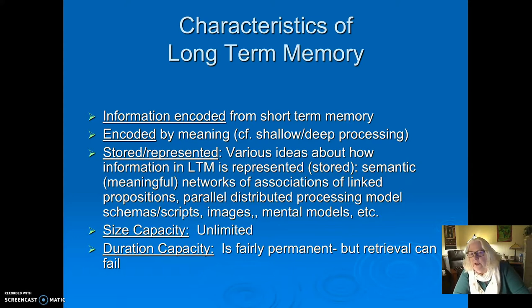As with all the other memory stores, I have a slide here that gives you some of the major characteristics. First, information is encoded from short-term memory, and it's encoded by meaningfulness. What does that look like? I'm just going to tell you it's meaningfulness. The slides I'm going to show you are words, but really they're not words. They're not language. It's the meaning of the language.